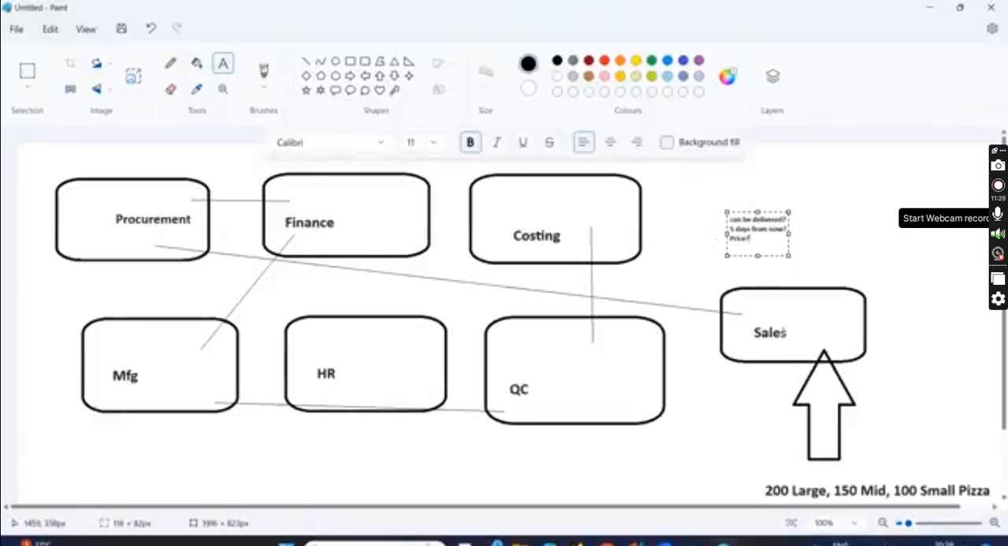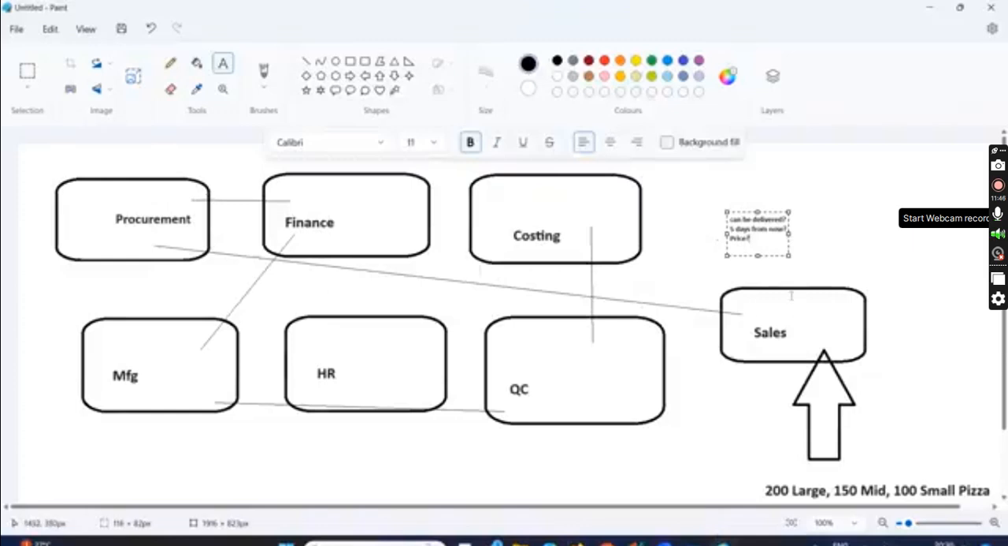So after taking all the information, the sales department calls back the customer. Then the customer says, no, I couldn't wait this long. I have placed the order with maybe KFC or Pizza Hut, because Domino's is taking so much time. Why has so much time been taken? Because these integrations are missing.